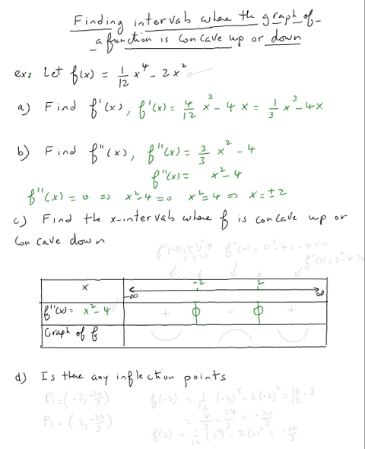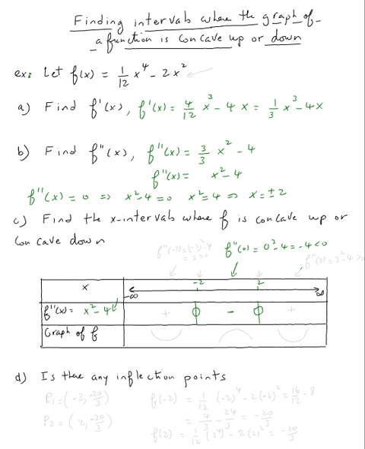Now all we need to find is the signs of the second derivative. So let's pick some numbers. Let's pick a number between negative 2 and 2. That would be 0. The second derivative of 0, I'm plugging it into the second derivative, is 0 squared minus 4, which is minus 4, less than 0. So I know the second derivative is negative between negative 2 and 2.